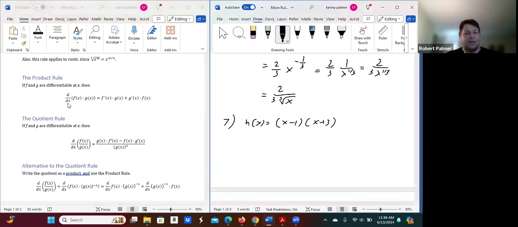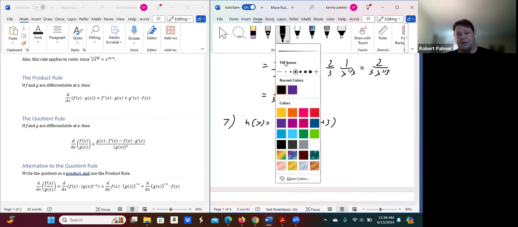The product rule says if both f and g are differentiable at x, meaning I can take the derivative there at x, then if I take the derivative of f times g multiplied together, you have this little formula. Basically, you take the derivative of the first one times the second one, the original second one, and the derivative of the second function times the first. Since we're adding, it doesn't matter the order. Let's come over here and use that.